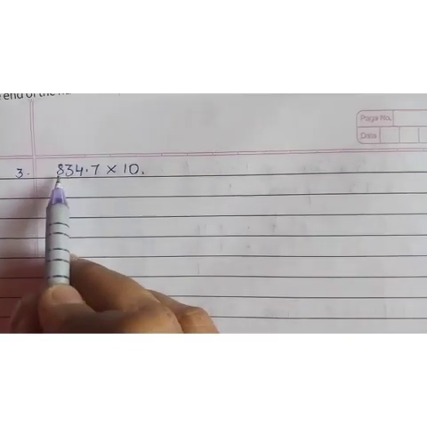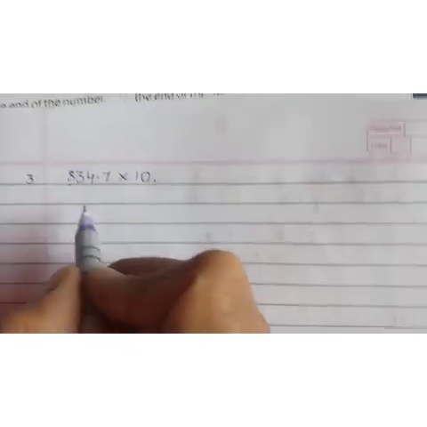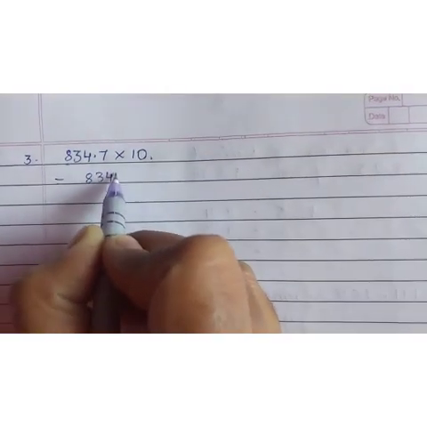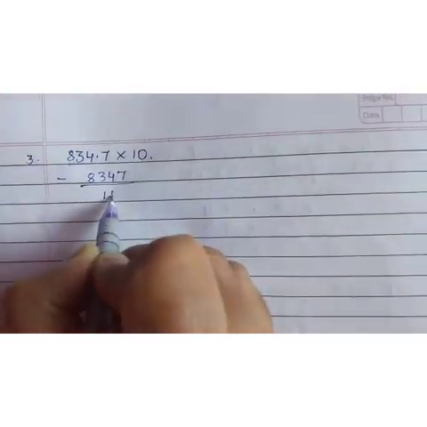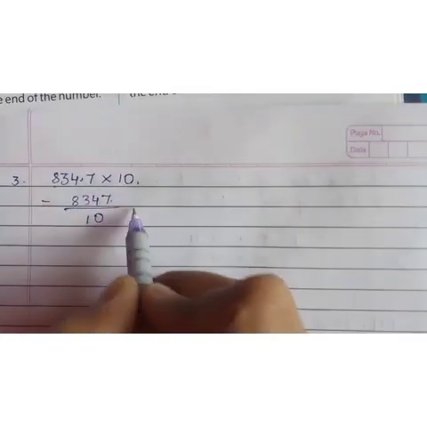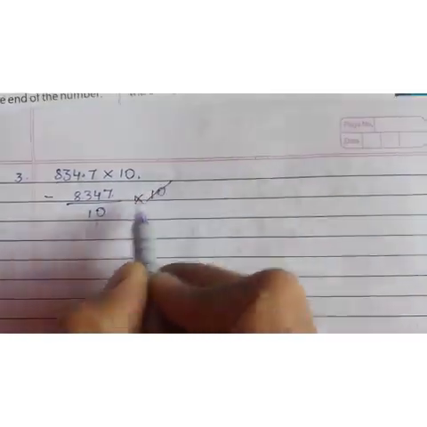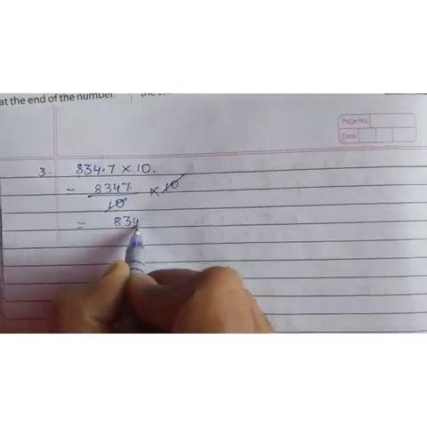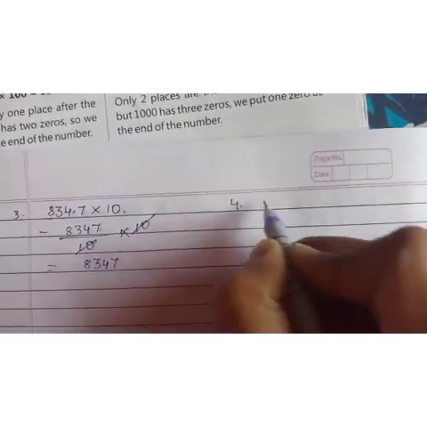So children, here we have 834.7. I can also write this as 834 and the 7 as it is upon 10 because 0.7, that is nothing but 7 upon 10. So I will write it like this, and this into 10 as it is. 10 gets cancelled. What is remaining? 8347.